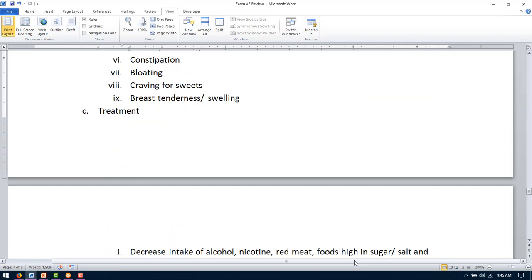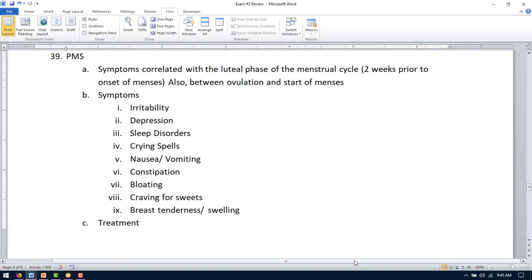PMS, sorry guys, correlated with about 2 weeks before the menses starts. Symptoms: irritability, depression, problems sleeping, crying spells, nausea, vomiting, constipation, bloating, craving for sweets, and breast tenderness.